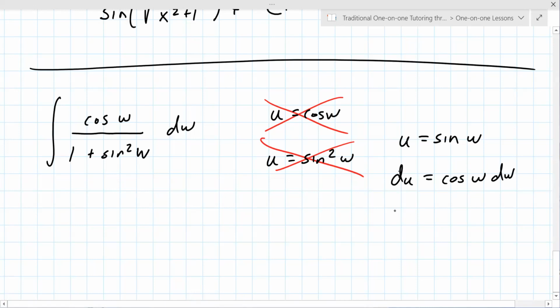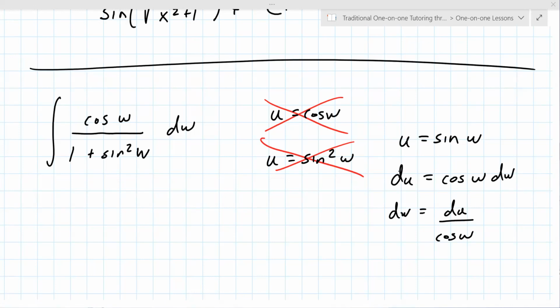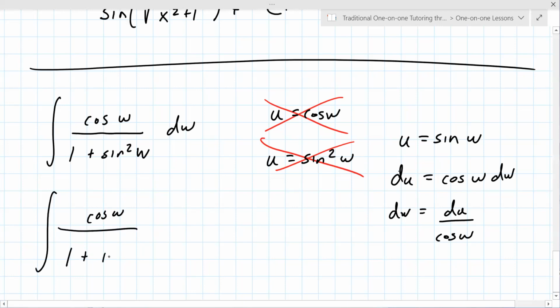Okay, so this time you have to solve for dW. dW is du over cosine W, so divide by cos W. Is that clear? Yes. Okay, so now we're going to substitute this back in. So it's the integral of cosine W, over 1 plus u squared, du over cosine W.